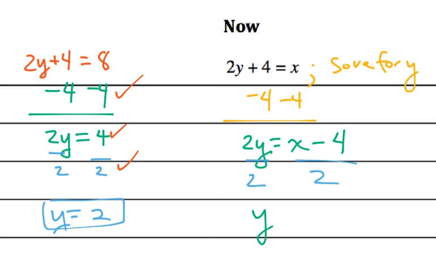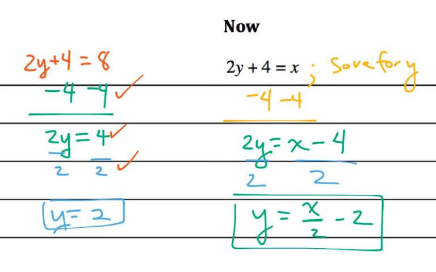On the left side, all I have remaining is y, and I'm going to write x over 2, but since I can divide 4 and 2, and since there is a minus sign there, I'll go ahead and write x over 2 minus 2. And that's a done problem.